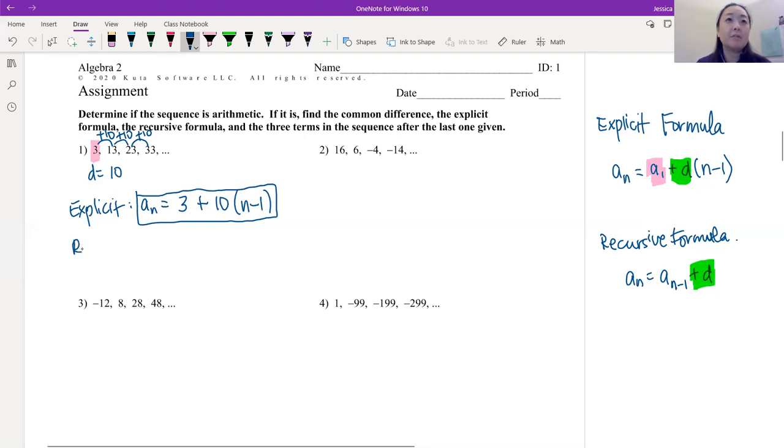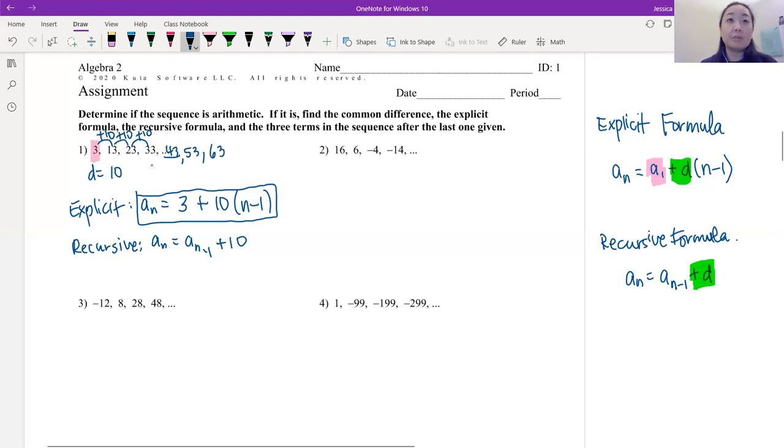And recursive is going to be, again, we're going to copy everything else down except for what is highlighted, because we're going to replace that with a number. So a sub n is equal to a sub n minus 1, so that previous term, and we're going to add 10 to it. So that's how we've been getting it, right? So what would be the next three terms? Well, it's the previous term plus 10, so that's going to be 43, 53, 63.